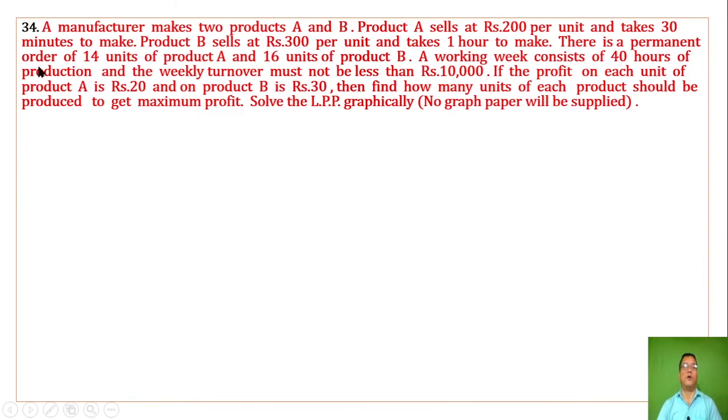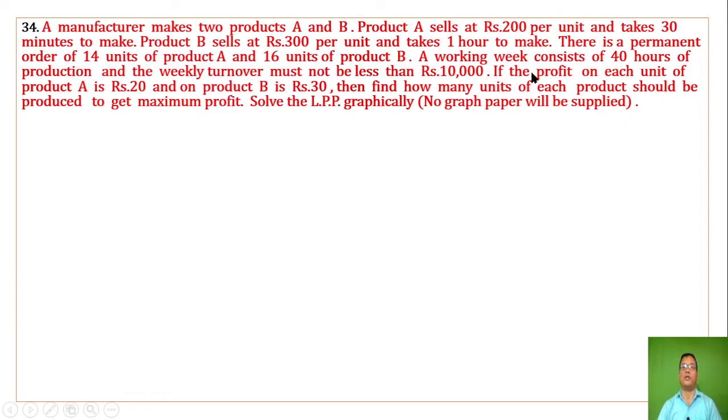Question number 34. A manufacturer makes two products A and B. Product A sells at rupees 200 per unit and it takes 30 minutes to make. Product B sells at rupees 300 per unit and takes 1 hour to make. There is a permanent order of 14 units of product A and 16 units of product B.